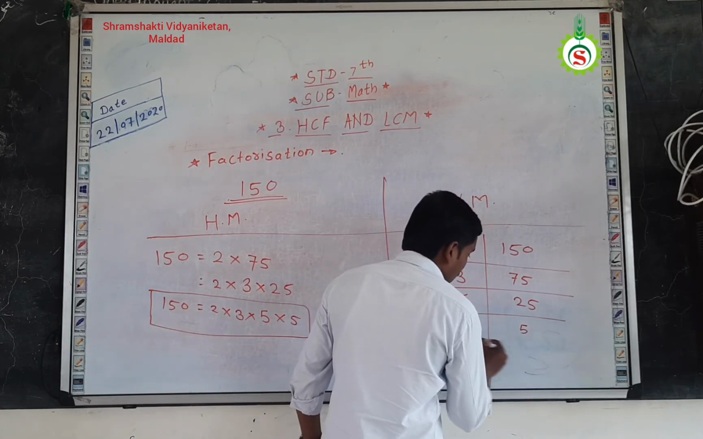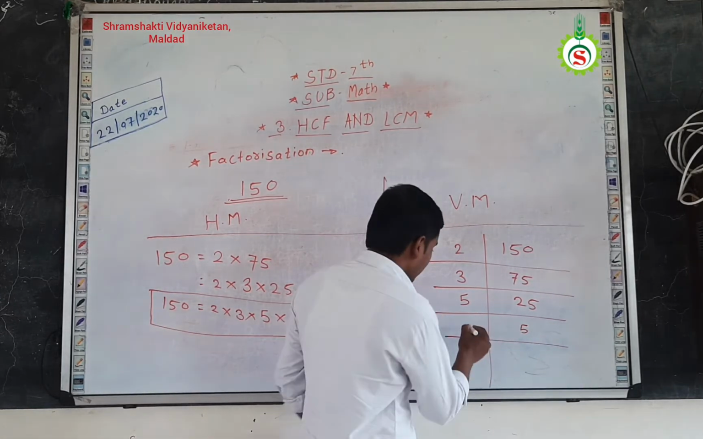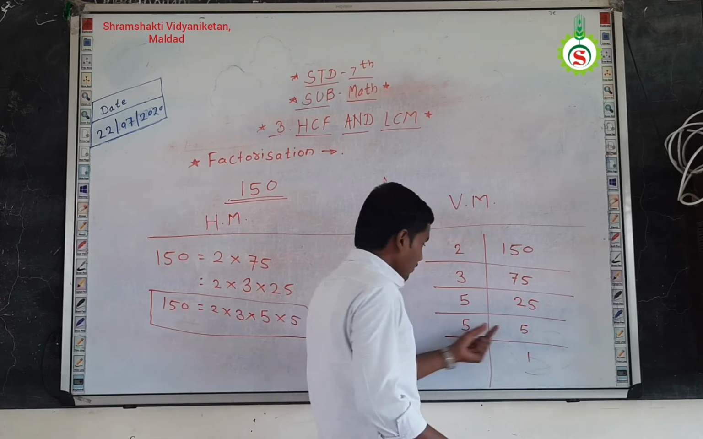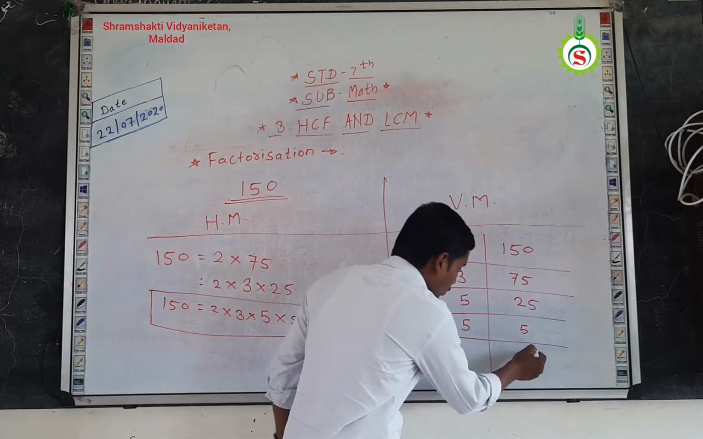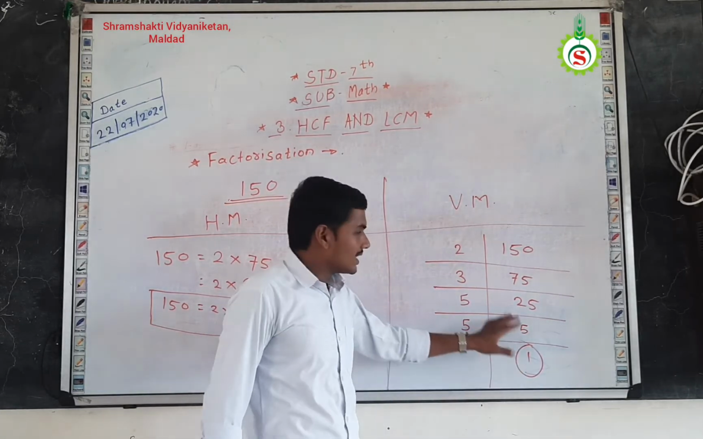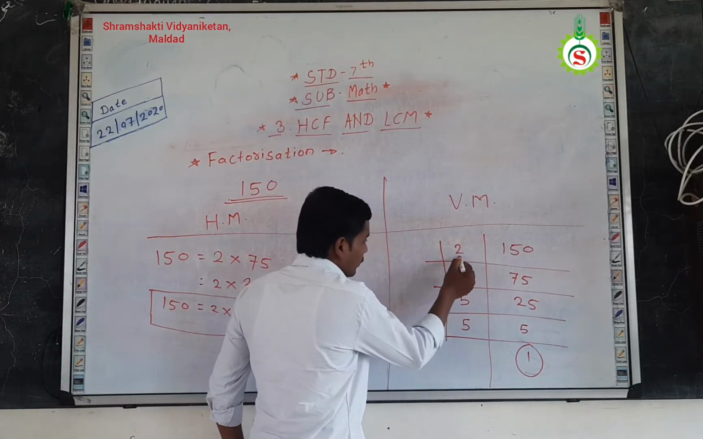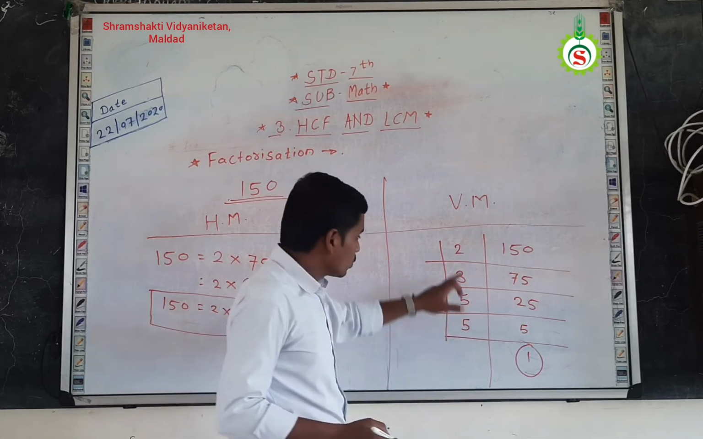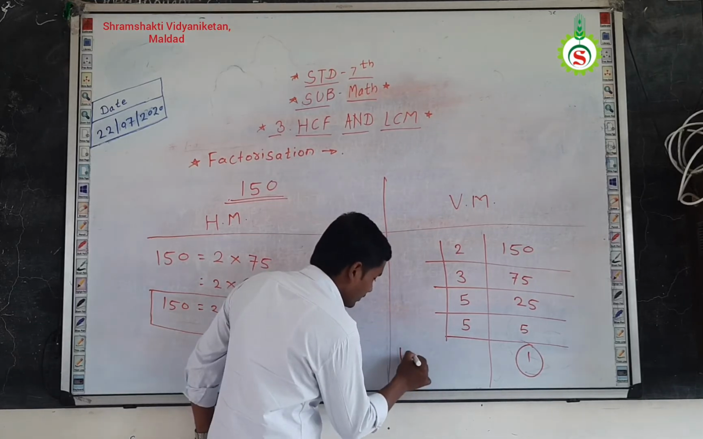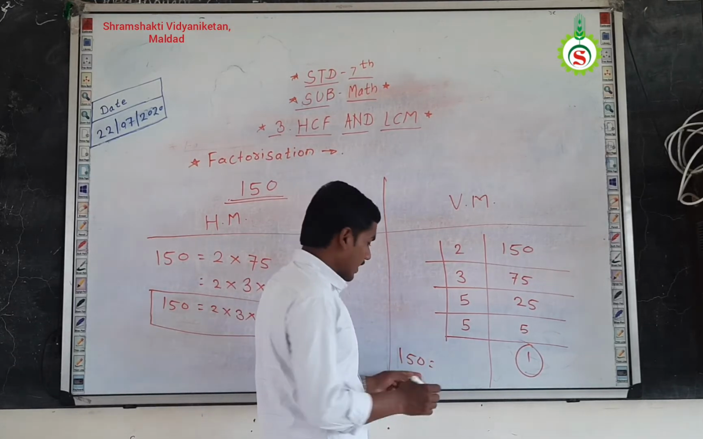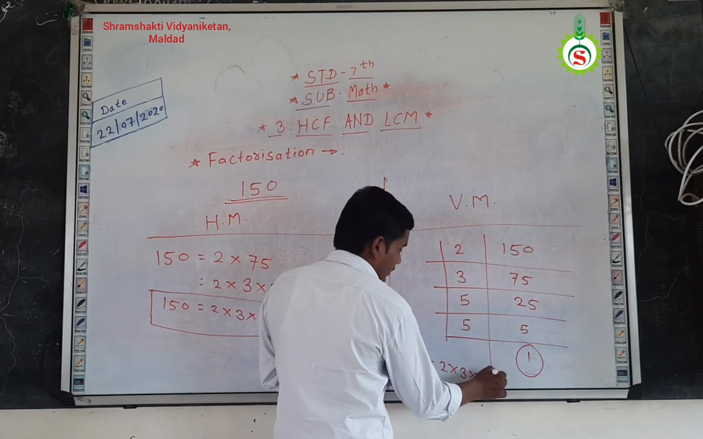5. Now that 5 is divisible by only 1 and 5. That means if I divide that 5 by 5, 5 ones are 5. And if you get 1 at the end, that means the factorization process is over. That means how many factors do you get? 1, 2, 3 and 4 factors: 2, 3, 5 and 5. Like that you got the factors. So in the vertical method, how will you write the answer? Which are the factors of 150? 2 into 3 into 5 into 5.